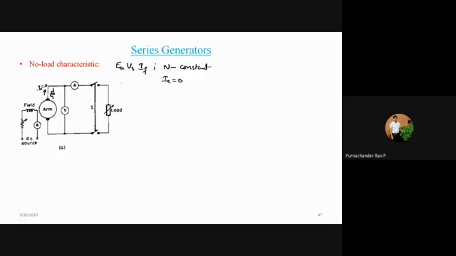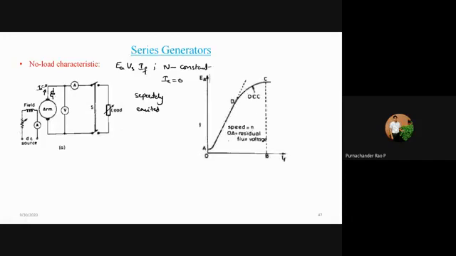So in this case also, to build up the voltage, it will be run as a separately excited generator. The field winding is separately excited, and this field winding carries the field current, so the voltage buildup takes place. This voltage buildup will be the same as what we discussed for the separately excited generators and also for the shunt excited generators. So the characteristics look the same as the previous ones.